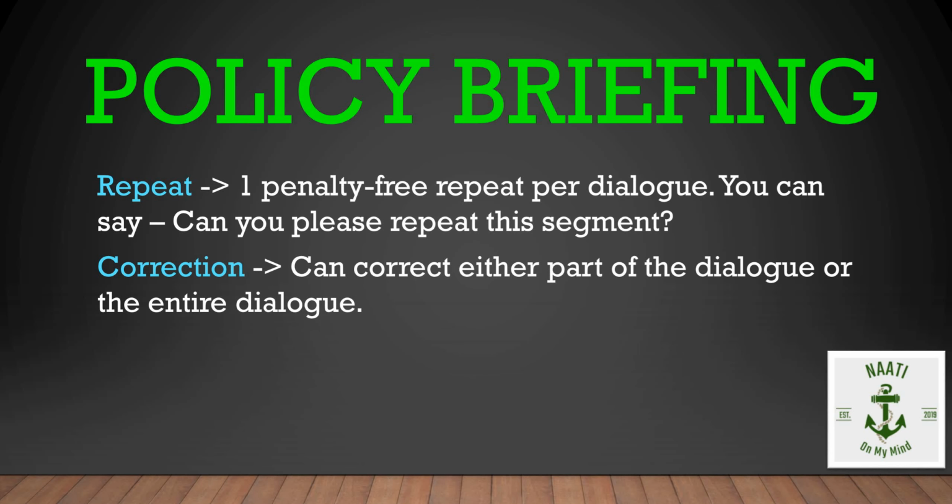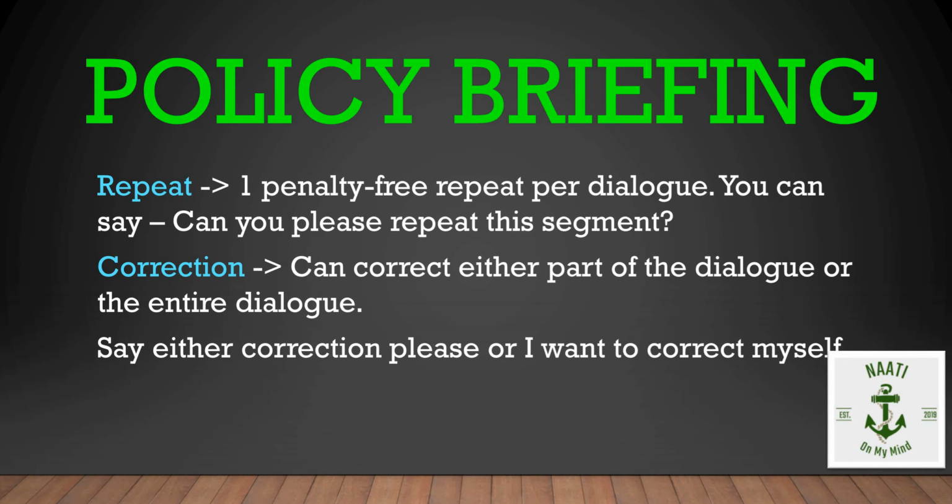Then coming to the correction, here you can correct either part of the dialogue or the entire dialogue itself. When I say part of the dialogue, it can be a sentence, it can be a word. You might be translating and you said something wrong which you want to correct, so you can just say, correction please, or I want to correct myself, or I would like to say that again. You can say any of these things. This is the policy briefing that will tell you, so just agree to everything that he says.